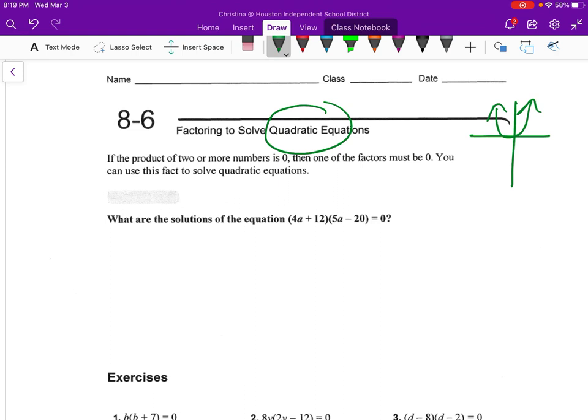So it sometimes will be opening up, sometimes it'll be opening down. But the main thing we're trying to find in the next couple of days is where it crosses the x-axis. That's pretty much our focus for the next couple of days. So last class period, we talked about how to solve quadratic equations, which are these little U-shapes called parabolas that I've just drawn on your page.